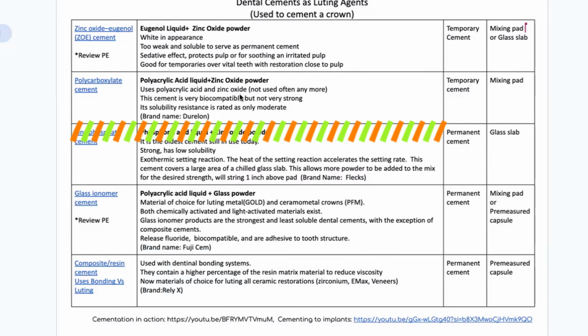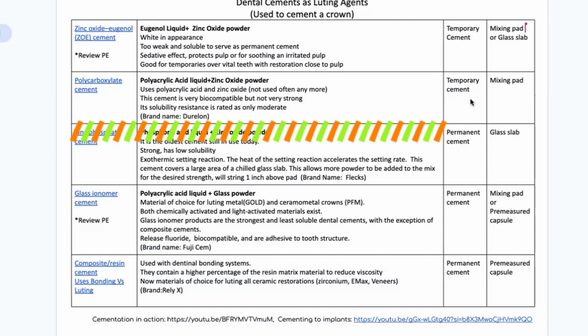So back to our table, we are going to next look at what's called polycarboxylate cement. This is where we're going to mix a polycarboxylic acid liquid and a zinc oxide powder. Now notice above in the zinc oxide eugenol, what powder was used there? Also a zinc oxide powder. So you'll notice below the zinc phosphate cement uses a zinc oxide powder as well. So sometimes we've taken these acids and these powders and we mix them together and we can make different types of cements. So let's talk about the polycarboxylic acid and what it's used for.